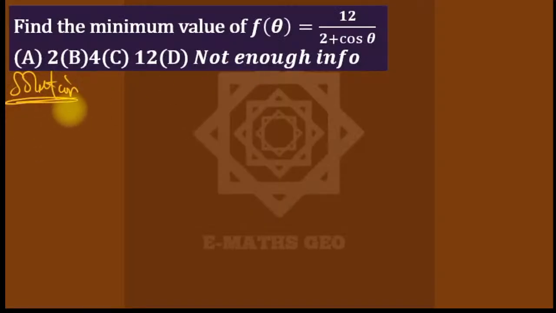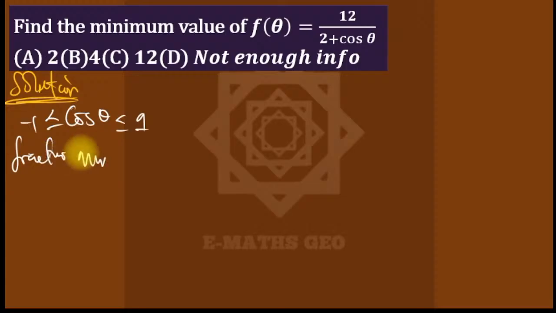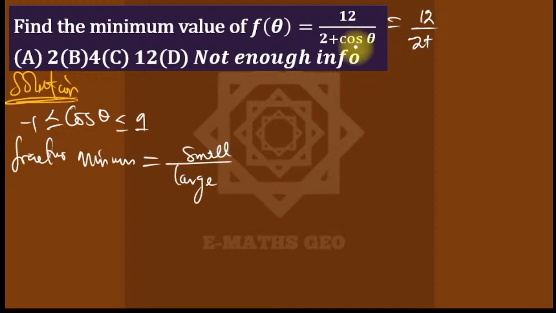First of all, we know that the cosine of any angle must be between -1 and 1. And also, for a fraction to be minimum, we should make the denominator very large, while the numerator is small. So what am I trying to say? Our concentration lies here. We should use the maximum value of cosine, which is 1. So our answer is 12/3, which is 4. So option B. That's the idea we use here.